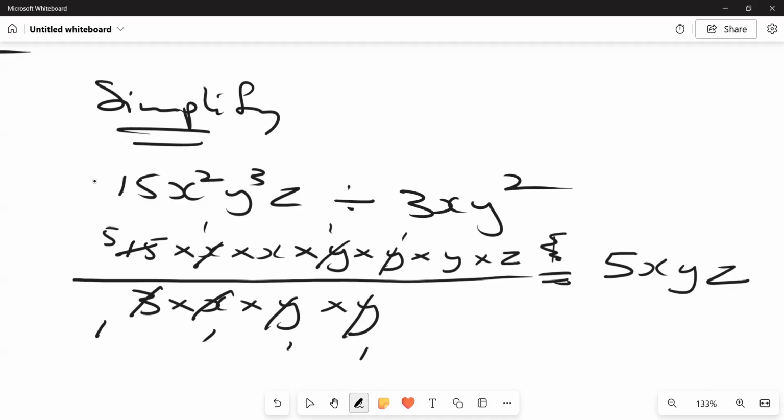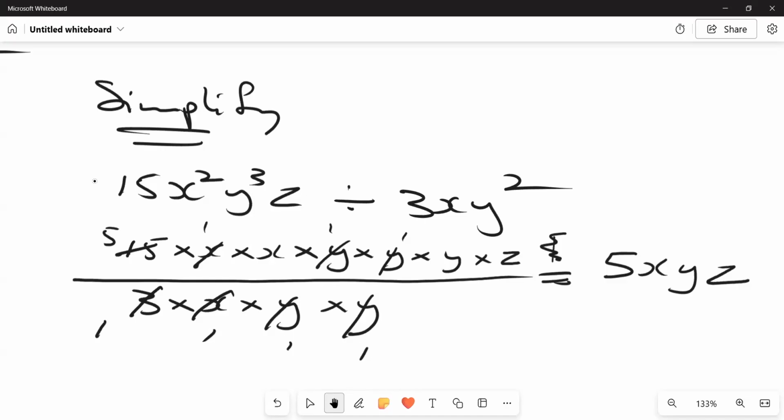So what we do, I took this and expanded it right out. So 15 multiplied by x squared, which means x by x, times y cubed, which means y by y by y, times z. I expanded the whole thing. This line means to divide, so I put this underneath it. So 3x, that's 3 times x times y squared, which is y by y. And then you cancel as much as you can.